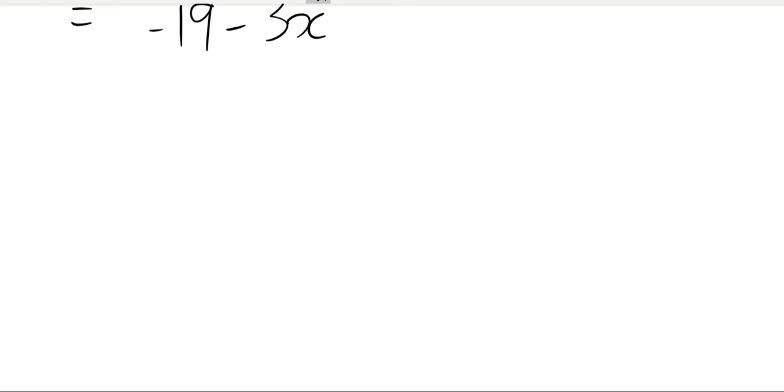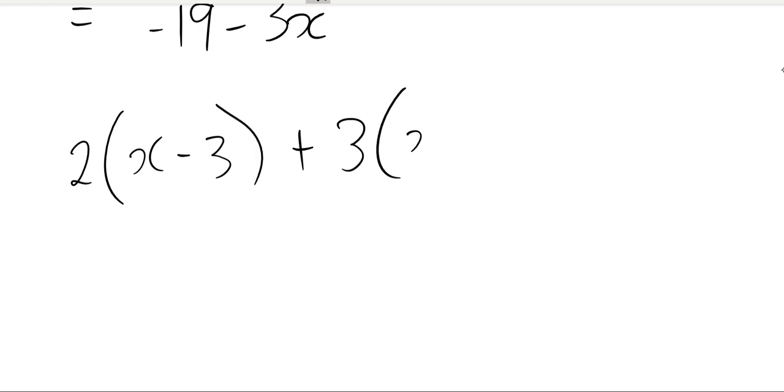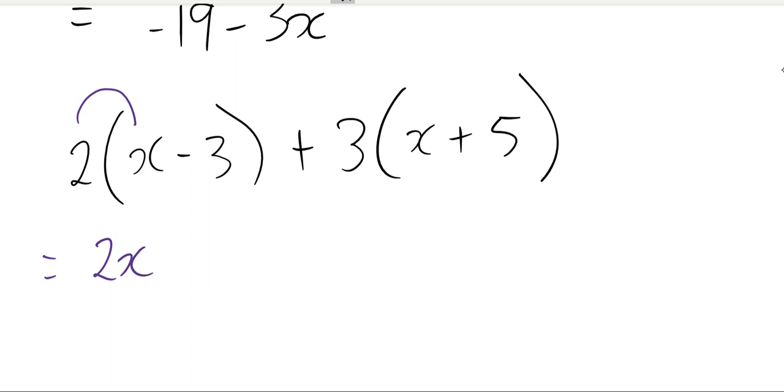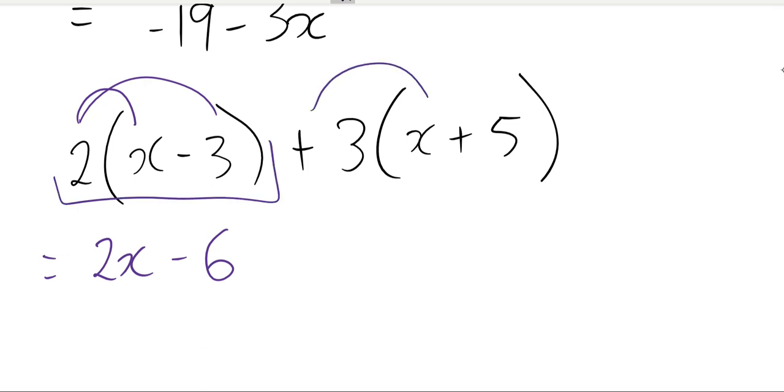Let's have a look if you've got 2 outside of x take 3, plus 3 outside of x plus 5. You would do each bracket separately. So this 2 and this x will multiply together. That gives me 2x. 2 times negative 3 gives me negative 6. You've done that bracket, so you leave that bit alone. Now you do your next section. A positive 3 multiplied by an x gives me a positive 3x. And these two multiplied together give me 15.